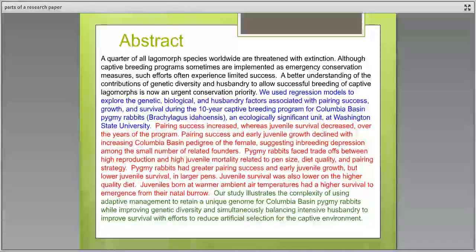So again, instead of providing specific results where we're giving numbers and statistics, we're providing just a brief, broad overview of the main points that we found in our results section. And then finally in green, we have the conclusion. It says, our study illustrates the complexity of using adaptive management to retain a unique genome for Columbia Basin pygmy rabbits while improving genetic diversity and simultaneously balancing intensive husbandry to improve survival with efforts to reduce artificial selection for the captive environment. So this is just a brief sentence stating what the general conclusion was for this paper. That is a snapshot of your paper, or what we call an abstract. It's not specific, it's broad, and it covers all the major portions of your paper.